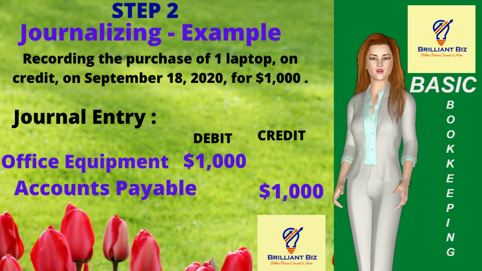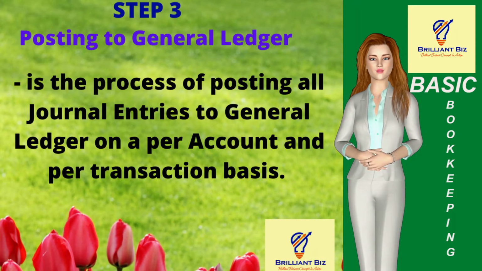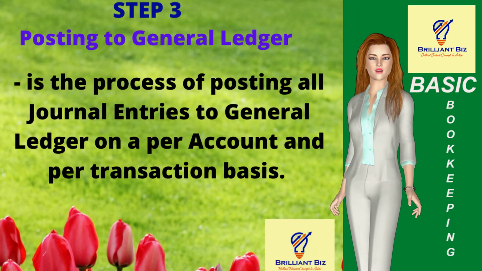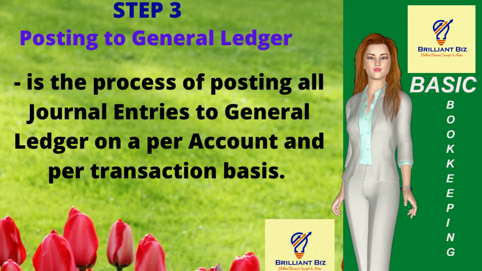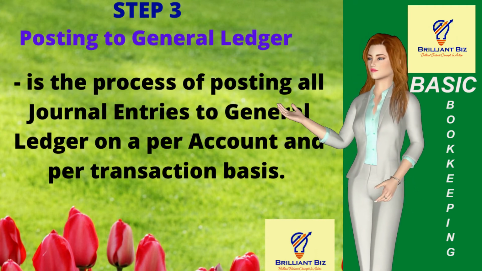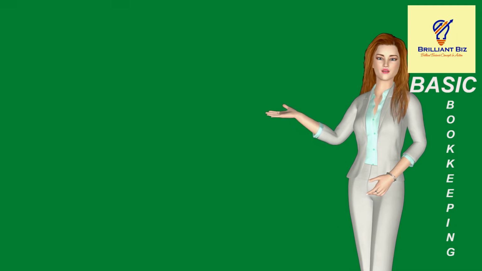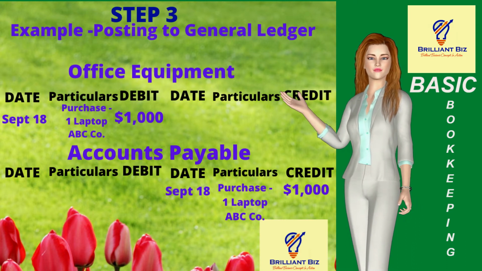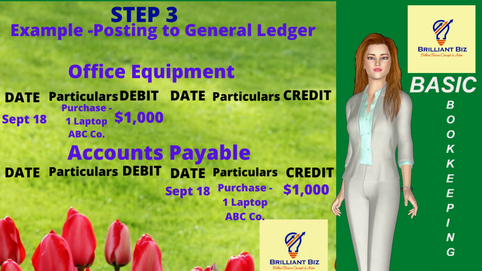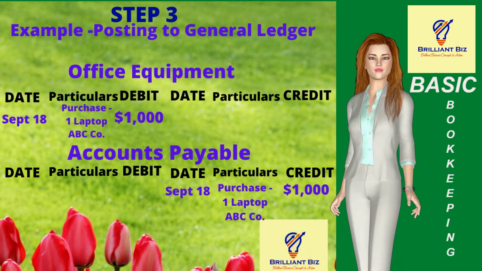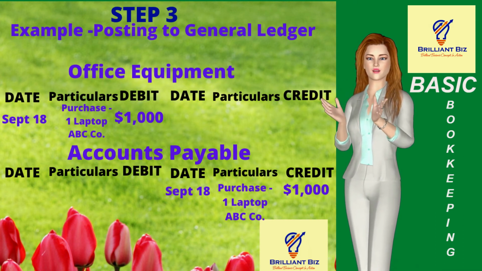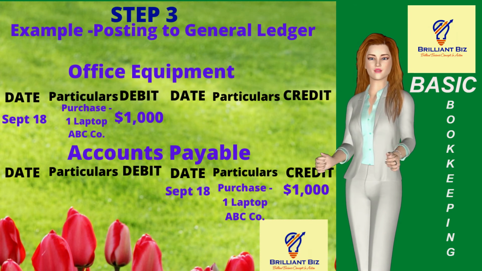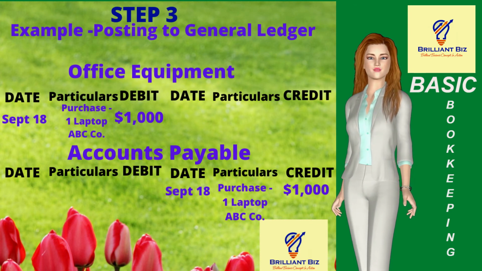Step 3: Posting from the journals to the general ledger. It is the process of posting all journal entries to the general ledger on a per account and per transaction basis. Using our previous example, this means that the September 18 journal entry of debit office equipment for $1,000 must be posted to the general ledger of office equipment by debiting the same amount of $1,000, while the accounts payable for $1,000 must be posted to the general ledger of accounts payable by crediting the same amount of $1,000.